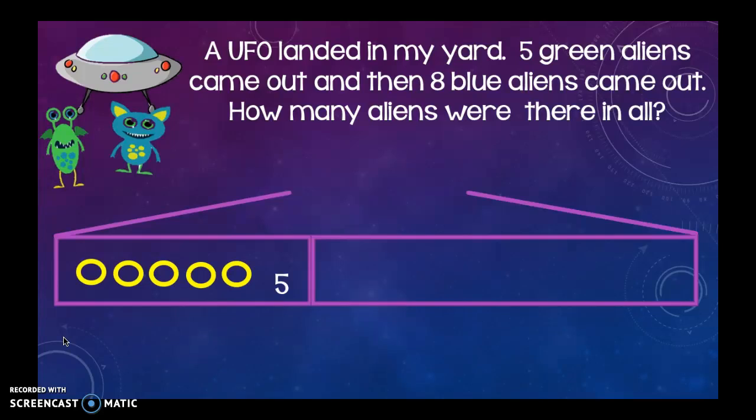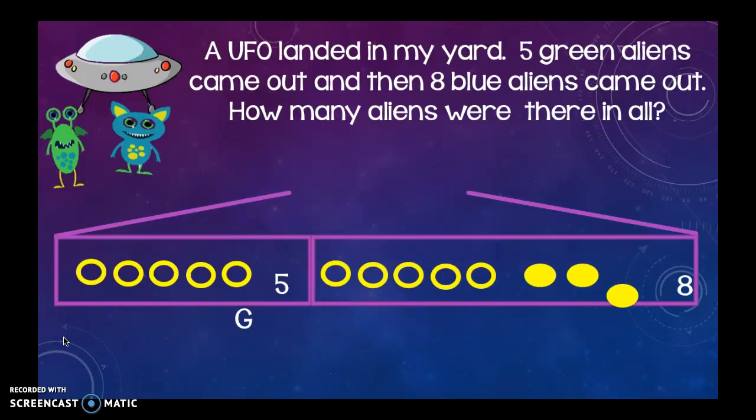Okay, am I ready to move on? I missed a part. Do you see what I missed? Yeah, I missed labeling it. If it's 5 green aliens, I'm going to go ahead with a G for green. Okay, if I keep reading, it says, and then 8 blue aliens came out. So that's the other part, 8. I'm going to go ahead and fill in my good circles to show my 8. Okay, it says 8 blue aliens. What label would you put on there for that part? B for blue? What a good idea.